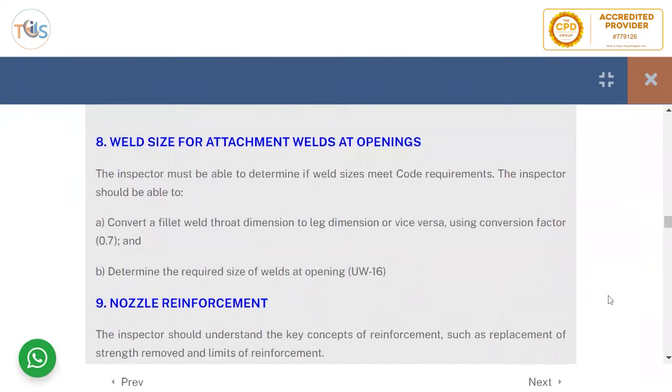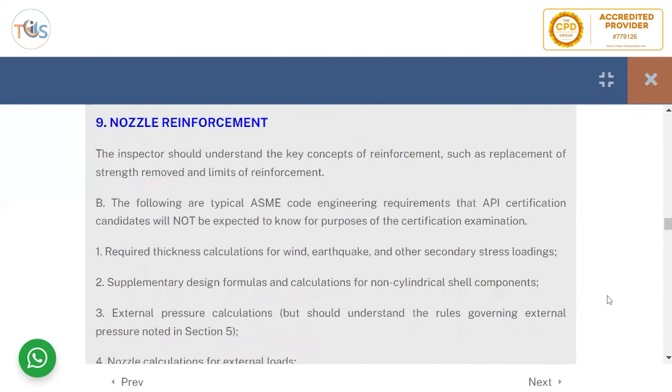You should know about the weld size, and you should be able to do this simple calculation of finding the leg of a throat fillet weld, knowing the throat dimension, which is multiplied by 0.7 or vice versa, divided by, and determine the size of weld from UW 16. And you should know about nozzle reinforcement.